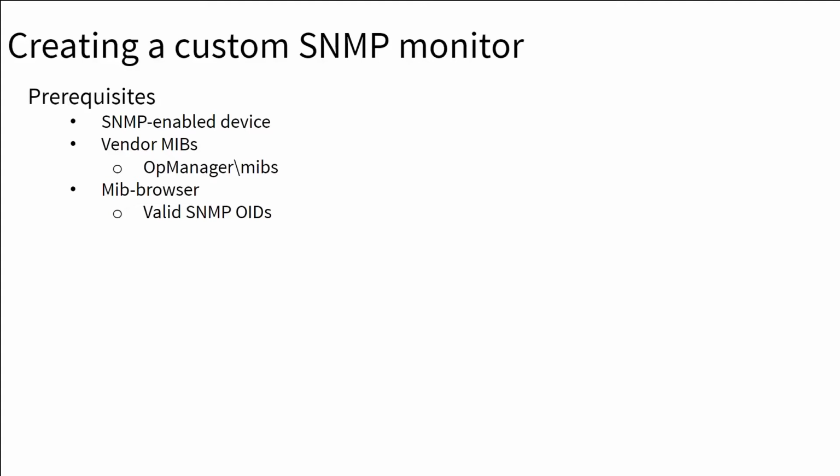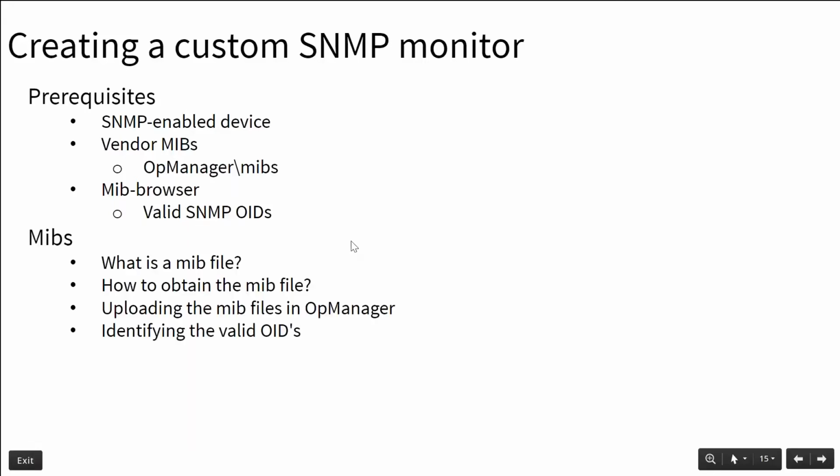And sometimes the default monitors will be available, but you want to monitor some additional information on those devices, and you can add that as a custom monitor to the respective device type. So these are all the prerequisites. You have to ensure that the respective device is enabled with SNMP, and it must have a vendor MIB, and you need to have the valid SNMP OIDs to add a custom SNMP monitor.